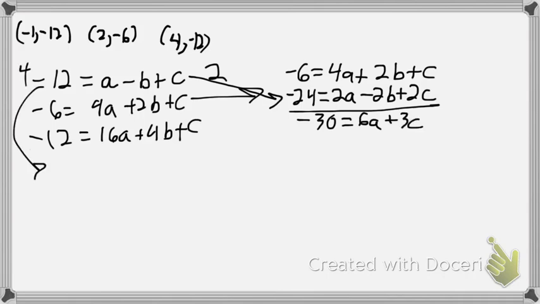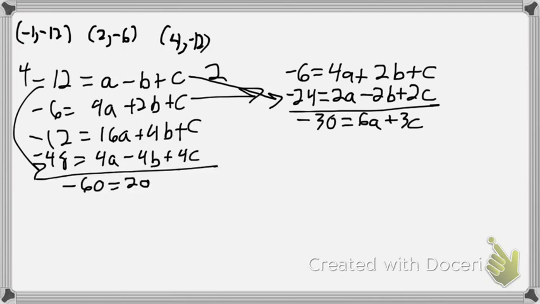Now I'm going to multiply that top equation by 4 and subtract it from the bottom equation. So I get 4 times negative 12, negative 48. 4 times a, 4a. 4 times negative b, negative 4b. And 4 times c is 4c. This is going to give me negative 60 equals 20a plus 5c. So these are my two equations right here.